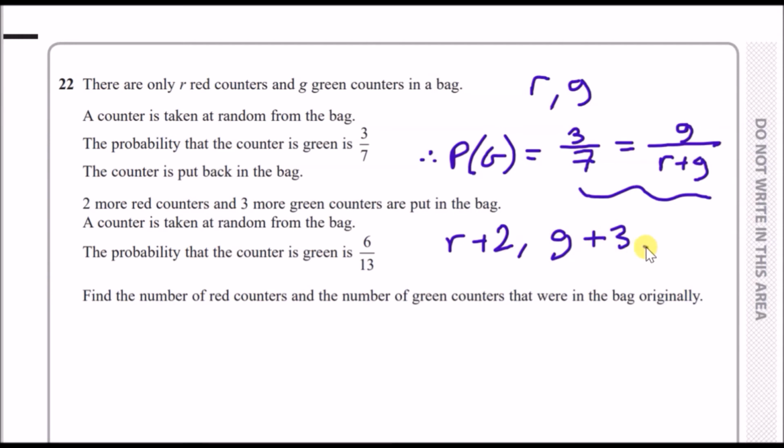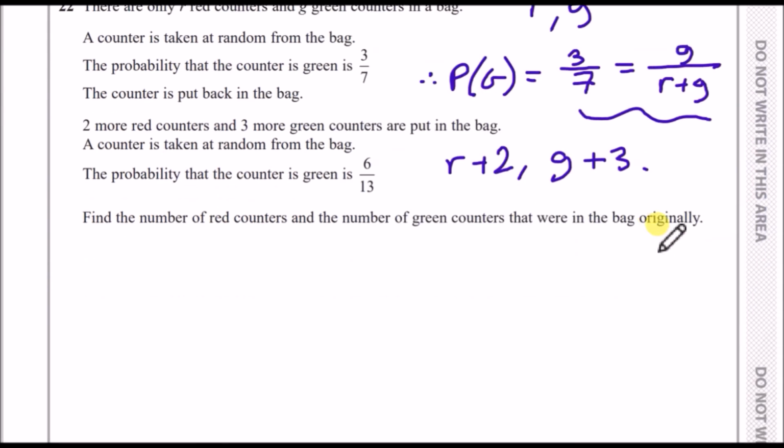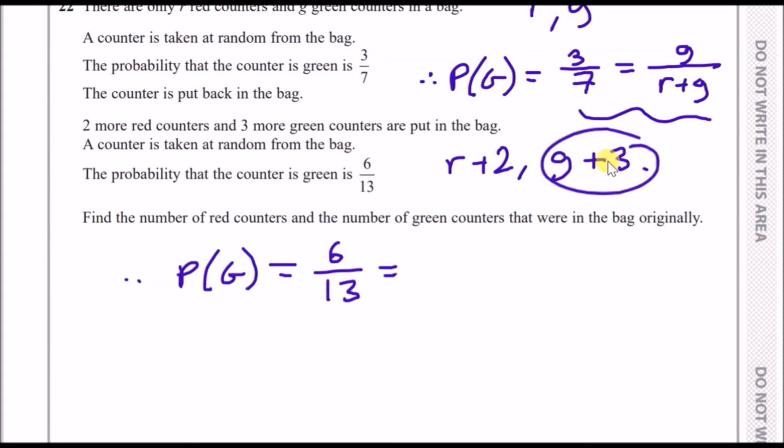And the probability that you've taken that counter, which is green, is 6/13. So probably taking the green again, based on the new information, it's going to be 6 out of 13, which is also equivalent to G plus 3, because that's how many greens you got, over the total amount, which is R plus 2 and G plus 3. Okay, so just adding them up.